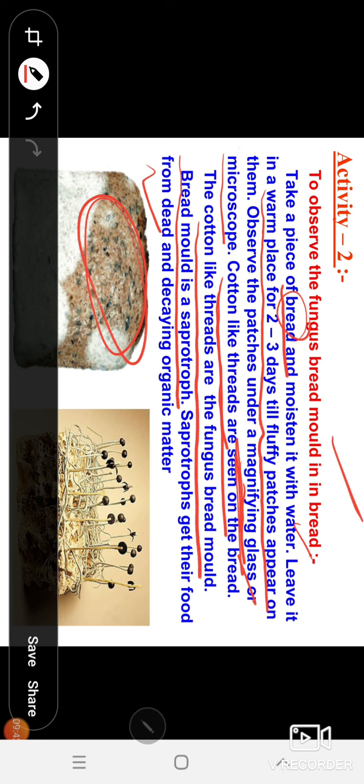Okay, I hope you understood both activities. One is that sunlight is necessary for photosynthesis, and another is fungus bread mold on bread. Try to watch the video and read the concept once again. Even after that, if you have any doubts, just call me or send your doubts through WhatsApp, and try to answer the few questions which I am going to send through WhatsApp without fail.